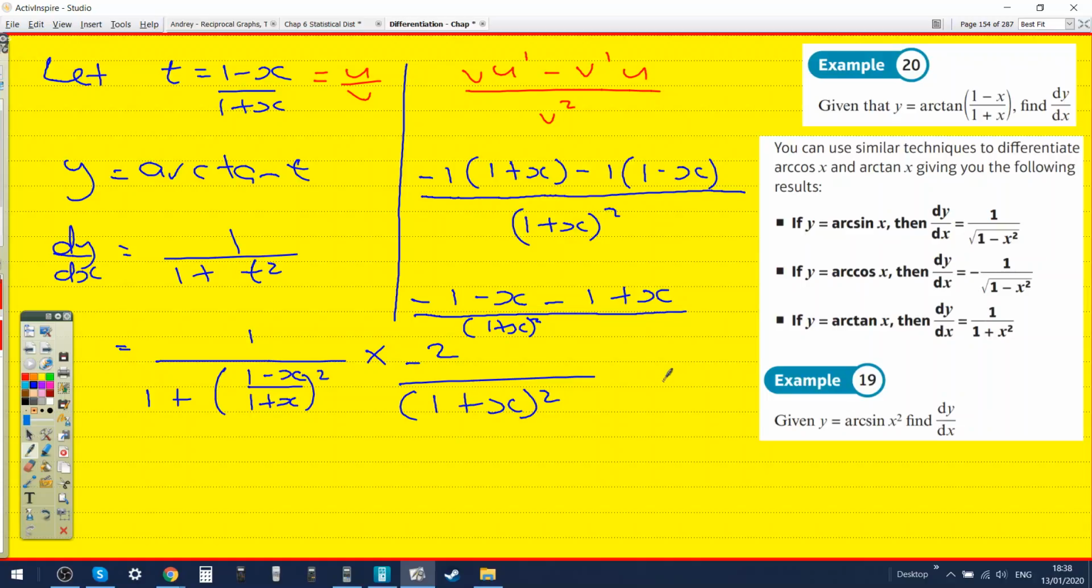So then you multiply those two together. Our first one was 1 over 1 plus t squared, and that's times minus 2 over (1 plus x) squared. So minus 2 over the multiplication of that. And I wouldn't bother, so just bracket (1 plus x) squared, and that times (1 plus x) squared.